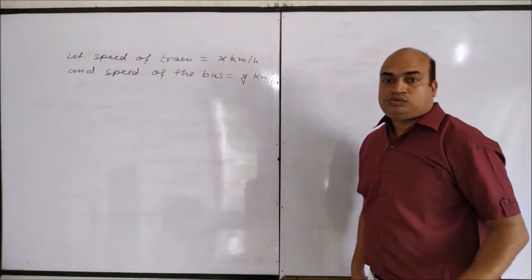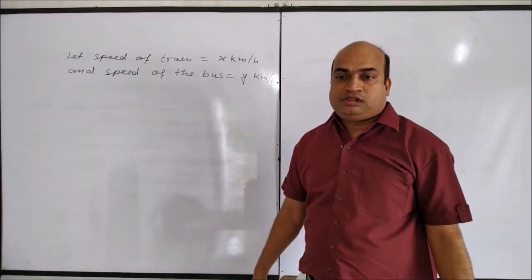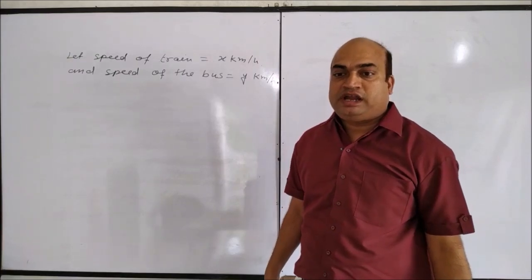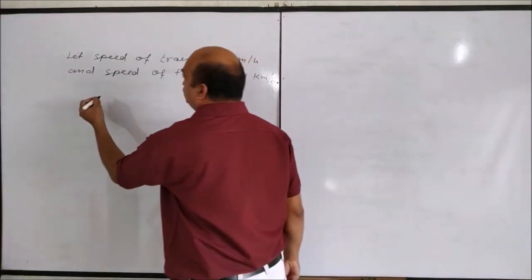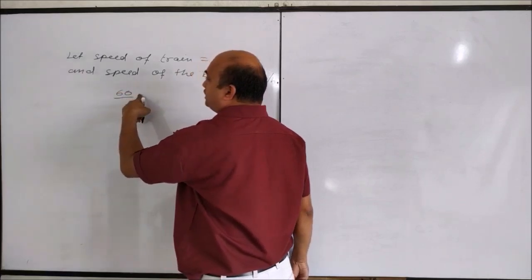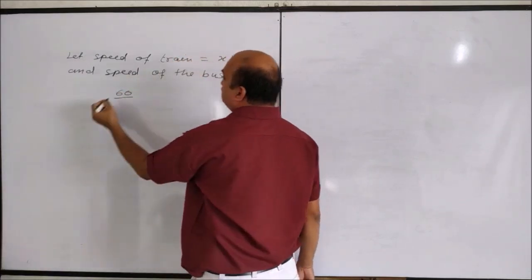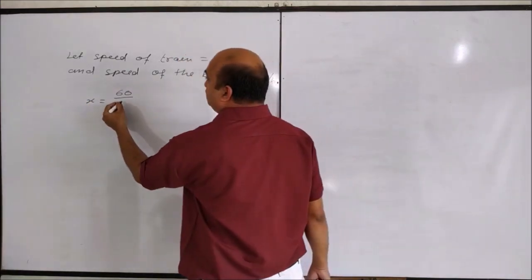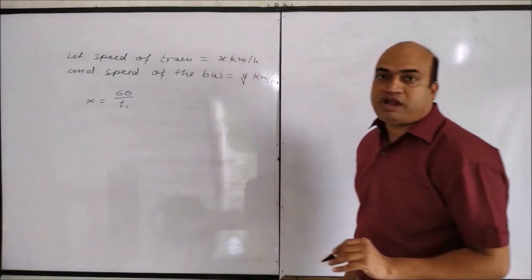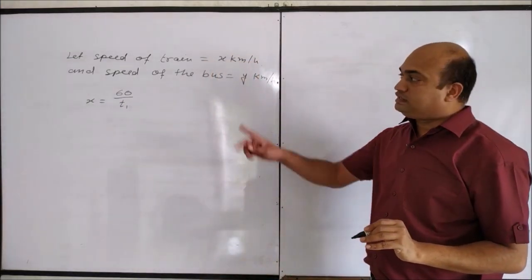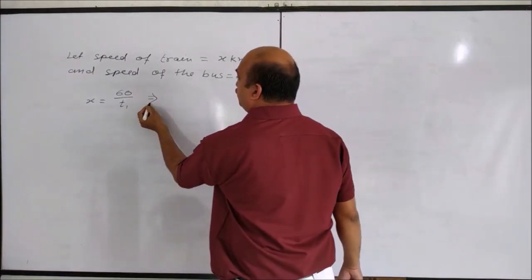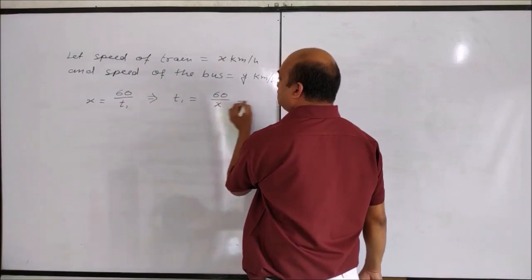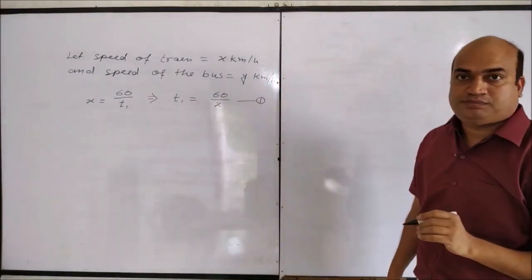Okay, now it is given that she traveled 60 kilometers by train and the remaining by bus. So 60 kilometers by train. You see, speed of the train is equal to x kilometer per hour. She travels 60 kilometer distance and we will consider that she required T1 hours to travel this distance. Therefore, from here we will get T1 as 60 upon x. We consider this as equation number 1.